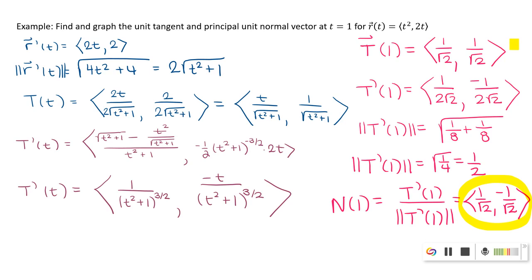All right, so we are going to graph our unit tangent vector and our unit normal vector, and we're going to put that on a graph of this plane curve.